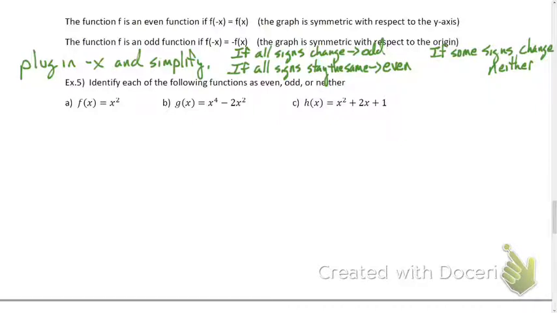And we're going to plug negative x in and see what happens. So I plug in negative x here, and make sure you use parentheses. And I get negative x squared, which is negative x times negative x, which is just positive x squared. And look at what I typed and what I got. No change, right? That is the second scenario. Sign stayed the same. It's even.